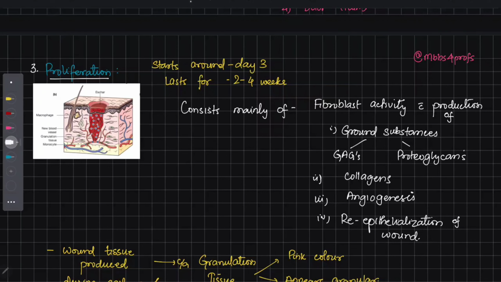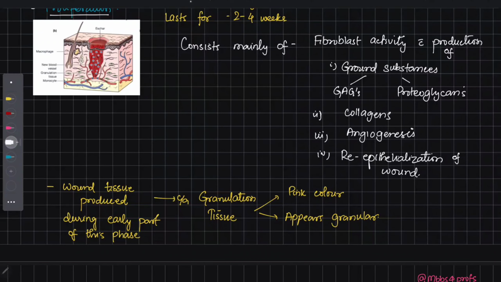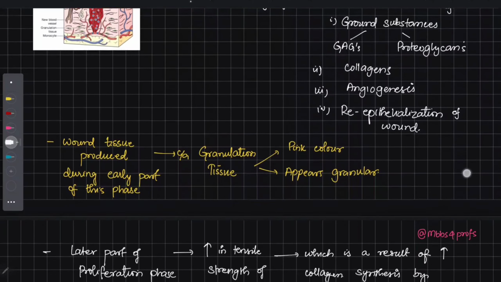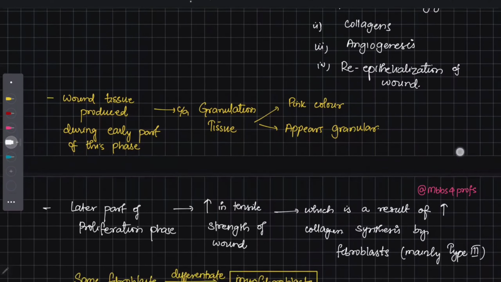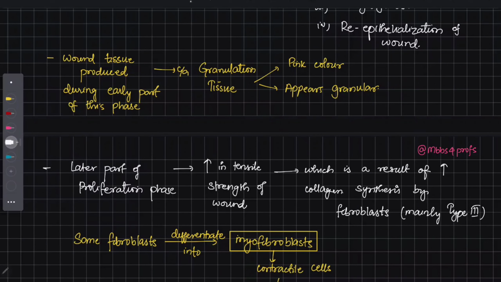Stage 3 is proliferation, which starts around day 3 and lasts for 2 to 4 weeks. This phase consists mainly of fibroblast activity with production of ground substance like glycosaminoglycans and proteoglycans. Second is collagens, third is angiogenesis and re-epithelialization of the wound. Wound tissue produced during the early part of this phase is called granulation tissue, which is pink in color and appears granular.